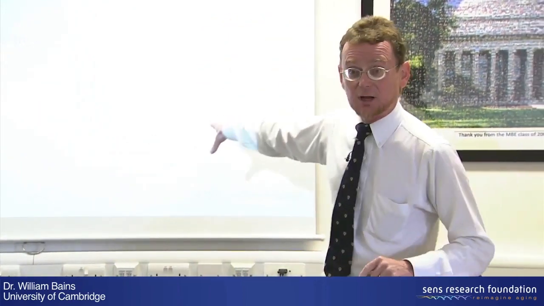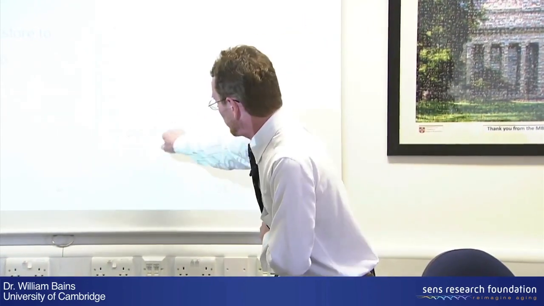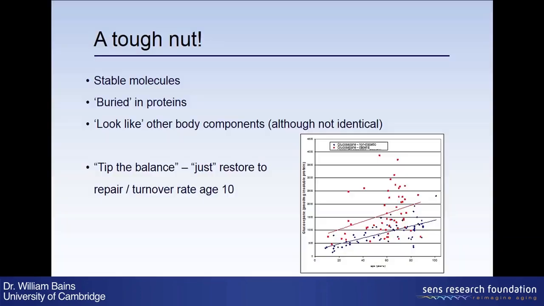I think the reason for being optimistic about trying to find an Agebreaker is it doesn't have to be 100%. Let's go back to this graph for one last time. Even people down here in their teens and 20s still have a significant amount of glucosepane, in this case, in their skin. We don't have to get rid of all the crosslinks. All we have to do is tip the balance a little bit to turn somebody around here at 60, 70, 80 back to the level they have here.